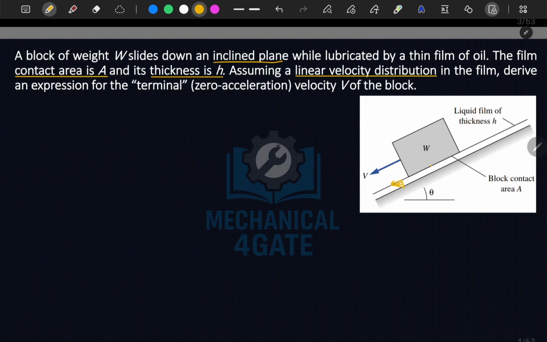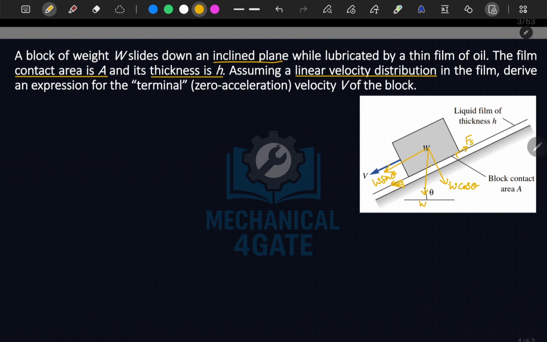With this linear velocity distribution in the film, derive the expression of terminal velocity, or zero acceleration. Since this weight W will act in the downward direction, we can make it into two components: W cos theta, and this component here is your W sin theta. Of course, the shear force will be acting on this plane in the backward direction.